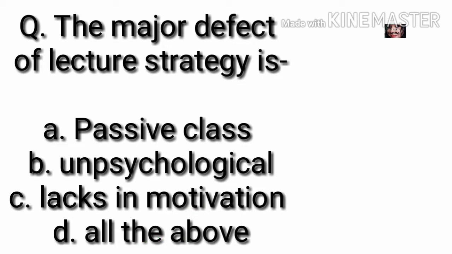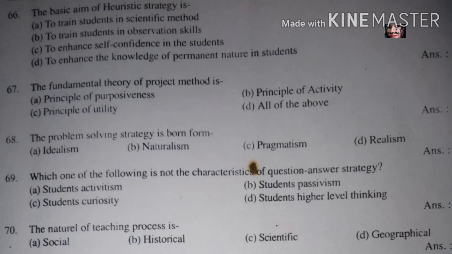Next question. The basic aim of heuristic strategy is: the options are to train students in scientific method, to train students in observation skills, to enhance self-confidence in the students, to enhance the knowledge of permanent nature in students, and the correct option is A, to train students in scientific method.